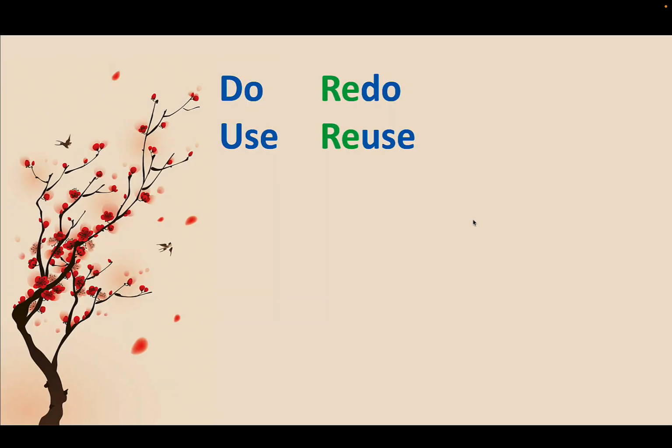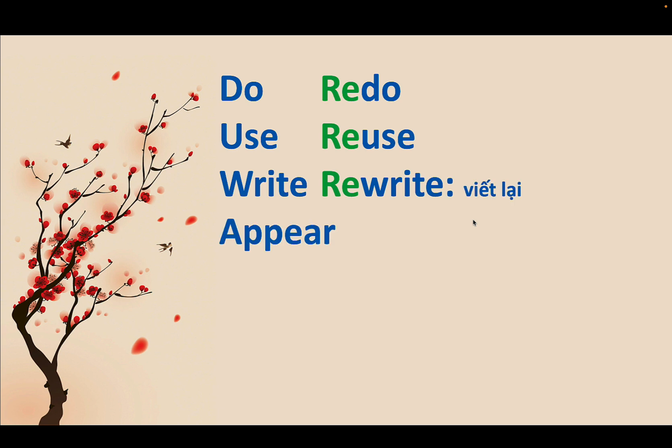You have prepaid. We can think of re. That's doing something over. If you do and you redo, you're doing it over again. You use, you reuse, you're using it over again. Write, rewrite. You write an article for the boss. He looks it over and says, you need to go back to the drawing table. You need to really improve on what you've done. And so you go back to your desk and you rewrite the article.